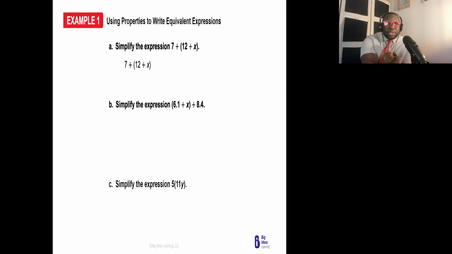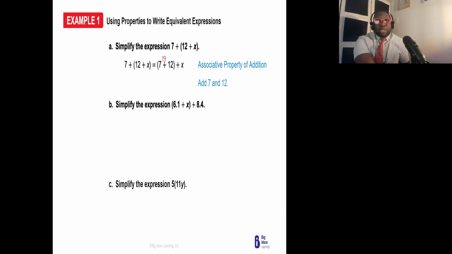There are two constants, the constant of 7 and 9. 7 plus 12 gives us 19. And then x is a variable, so it's not the same. So we're just going to rewrite this as 19 plus x.